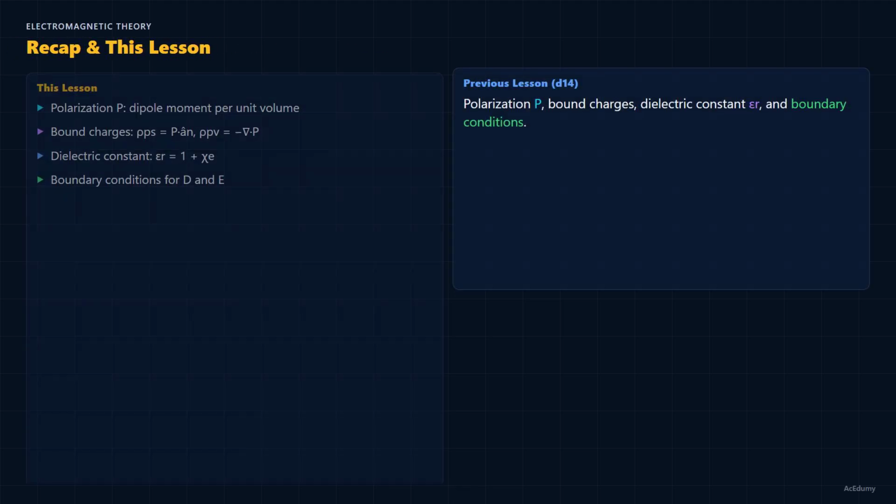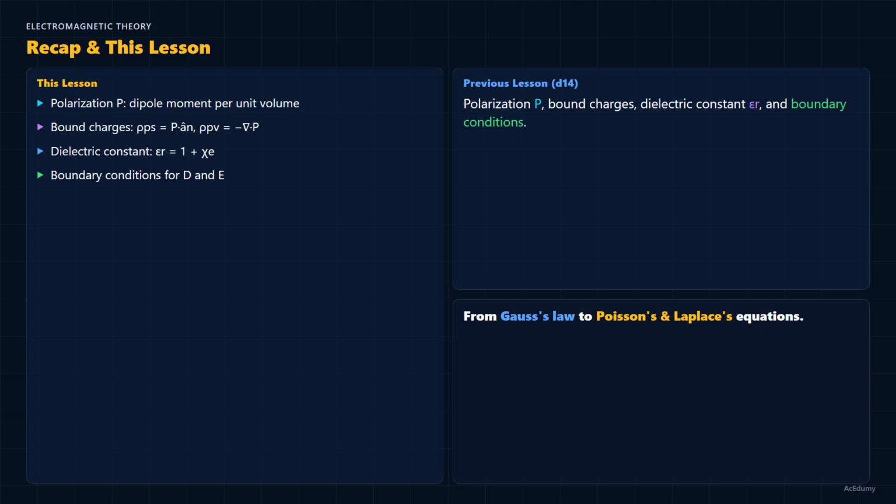In our last lesson, we explored polarization and dielectrics. We defined the polarization vector P, derived bound charge densities, and introduced the dielectric constant epsilon r and permittivity epsilon. We also established boundary conditions for D and E at dielectric interfaces. Today, we move to one of the most powerful tools in electrostatics, Poisson's and Laplace's equations.